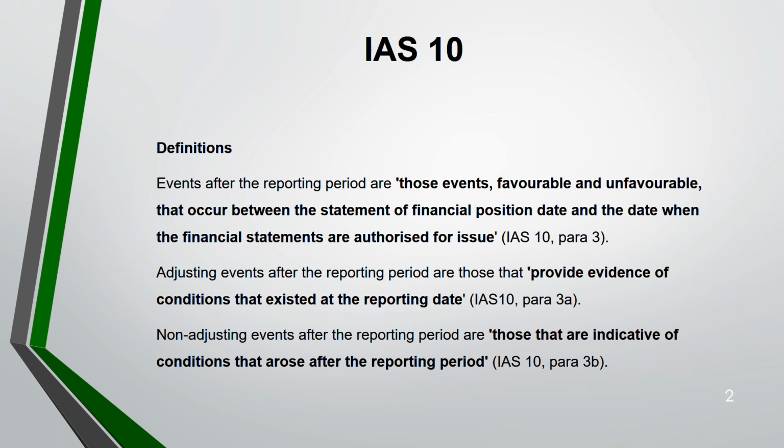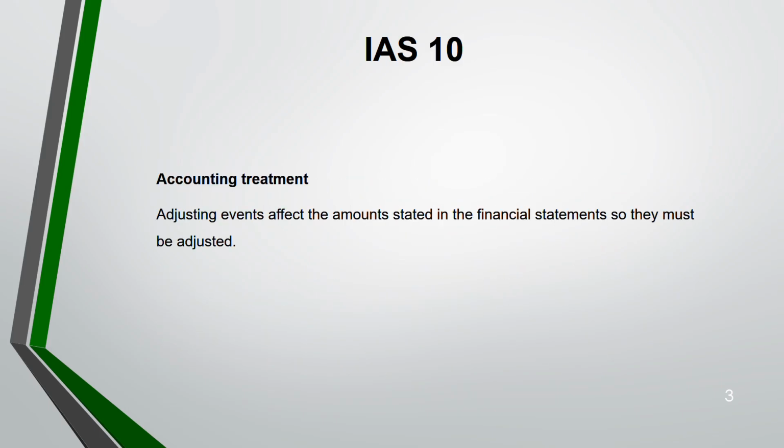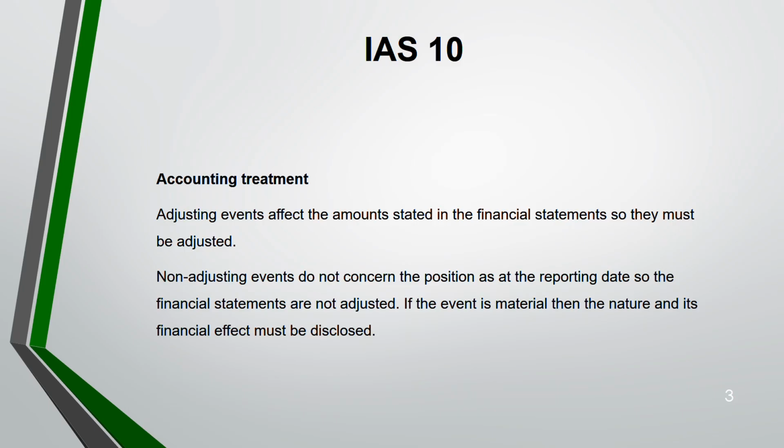Next, non-adjusting event. These are those where on the reporting date you have no idea. For example, a fire occurred, a tsunami occurred. At the reporting date, there was no such evidence that this event could occur. So these are non-adjusting. Now, what is the accounting treatment? Adjusting event, as the word says, adjust in the statement of financial position. Non-adjusting, as the word says, do not adjust them. But if the event is material, then you have to disclose the nature, and its financial effect has to be disclosed.